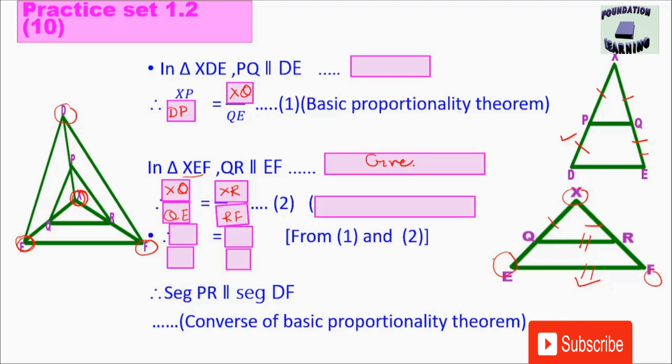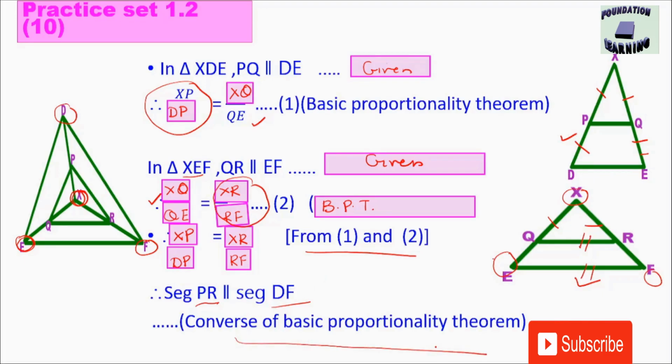Now, QR is parallel to EF, it's a given condition. And PQ is parallel to DE is also given. Given conditions. Now, why are these two sides proportional? Because of basic proportionality theorem. I am writing BPT, it means basic proportionality theorem. And what did we find from equations 1 and 2? We found that XQ upon QE is common. Therefore, XP is to DP is equal to XR is to RF. So, because of this, sec PR is parallel to sec DF. This is what is to be proved, PR is parallel to DF, and why? Because of converse of basic proportionality theorem.